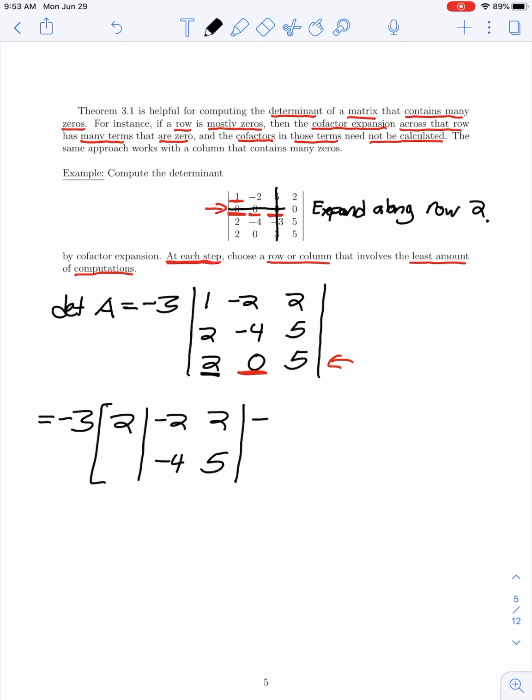Then minus, for that next term, on the third row, we had a 0 value. So we have 0, and we don't care what the cofactor is since we've got that 0 entry. And then moving to the next entry in our third row, we would have a +5 times the determinant of the 2 by 2 submatrix, 1, -2, 2, -4, that we get by deleting that third row, third column.